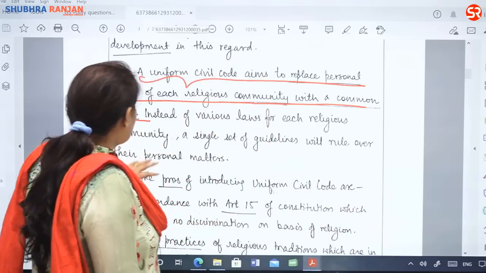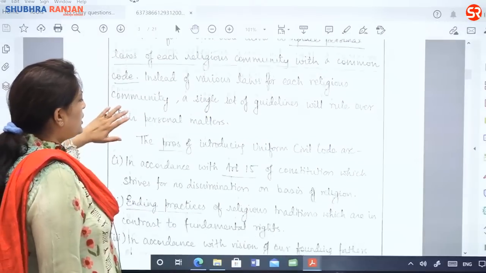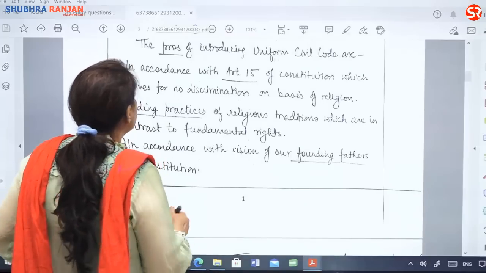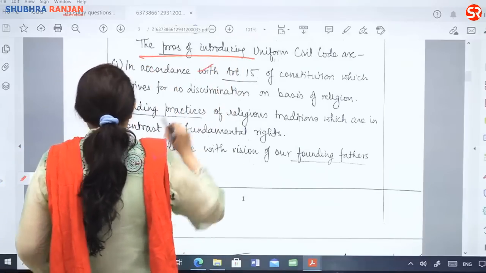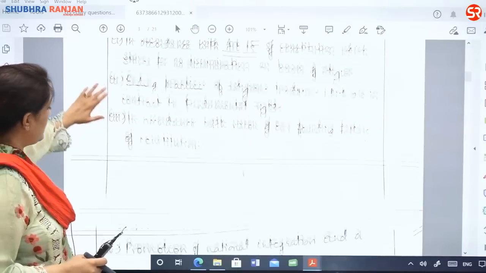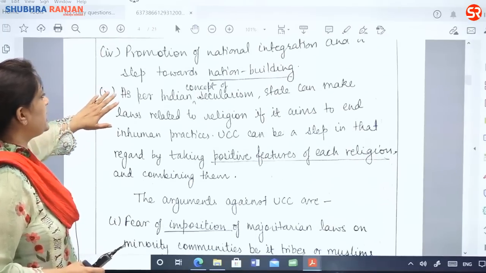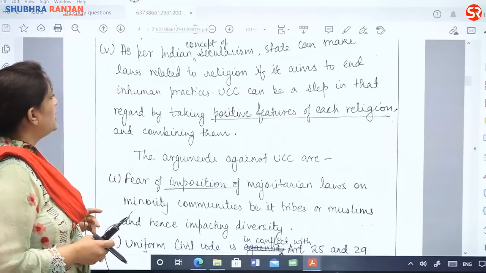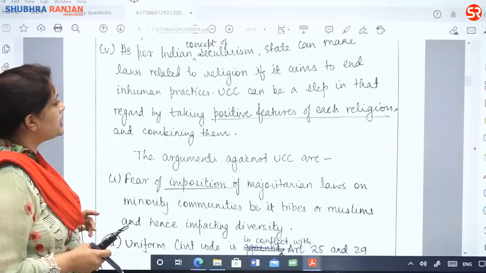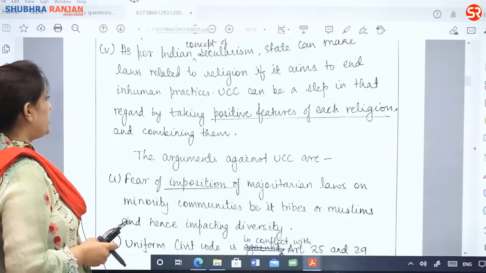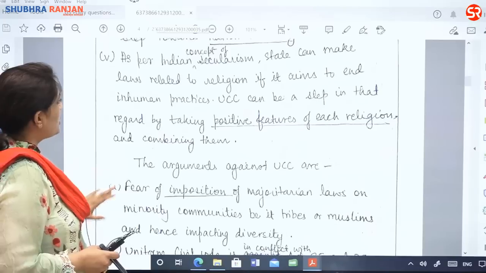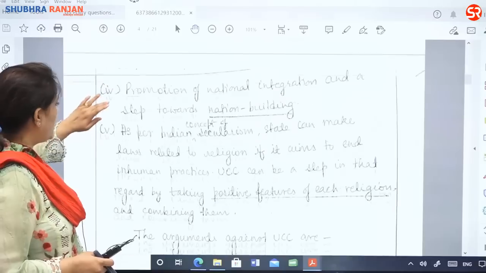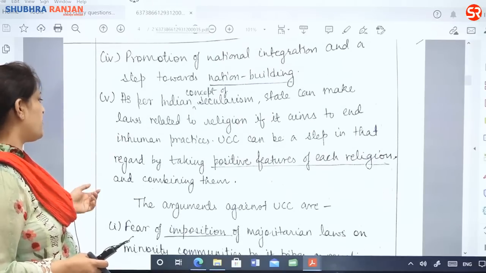Okay. So next, the pros of introducing uniform civil code. This is again not a right sentence. You can say the arguments in favor. This we have already seen. Promotion of national integration and a step toward nation building. As per Indian concept of secularism, a state can make laws related to religion if it aims to end the inhuman practice. Fine. So this is a sort of a repetition of this point, ending practices of religious tradition, and this could have been combined.